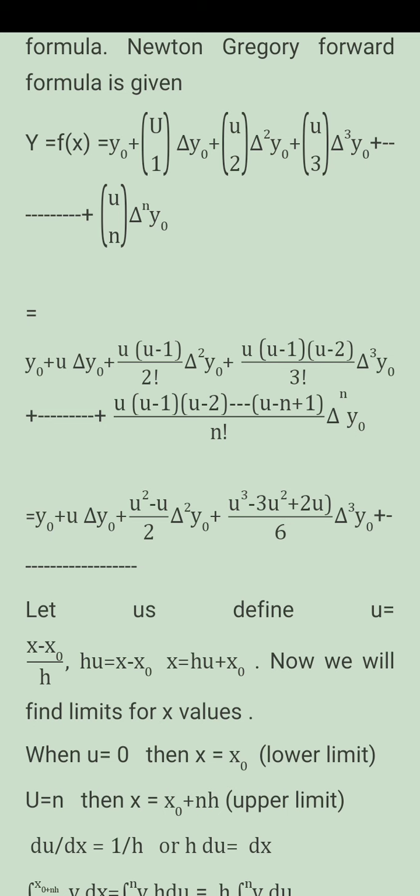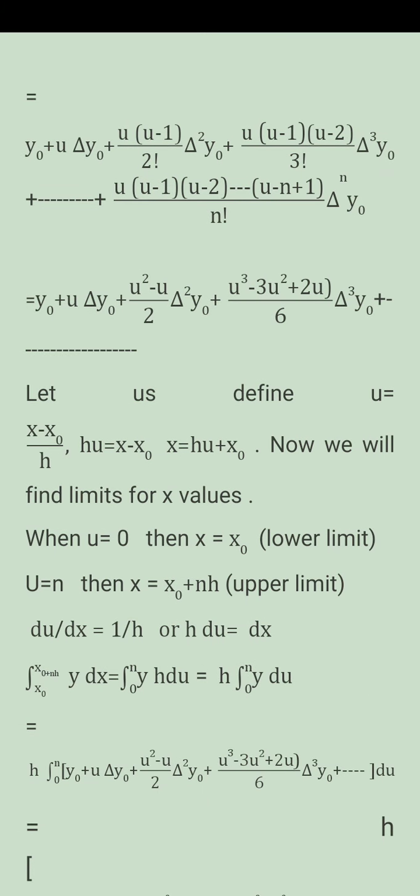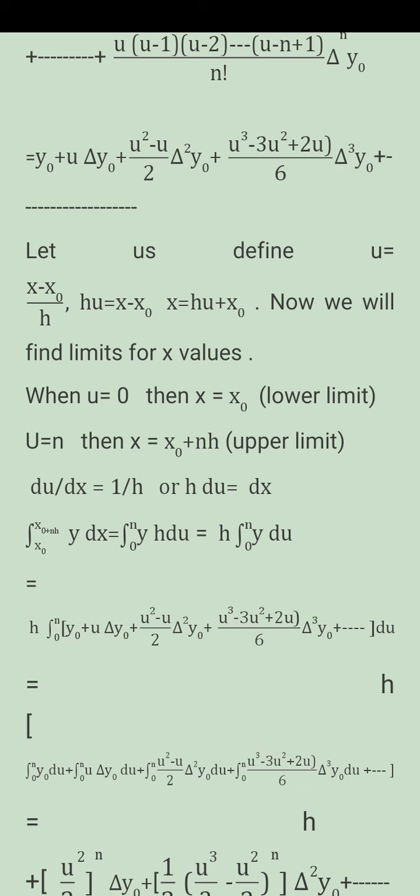And this formula can be expanded like this: y naught plus u into delta y naught, plus u into u minus 1 by 2 factorial into delta square y naught, and uC3 can be written as u into u minus 1 into u minus 2 divided by 3 factorial into delta cubed y naught. In similar fashion you can expand it: y naught plus u delta y naught plus u into u minus 1, that is u square minus u. Similarly, u into u minus 1 into u minus 2 can be written as u cubed minus 3u square plus 2u by 6, and so on.